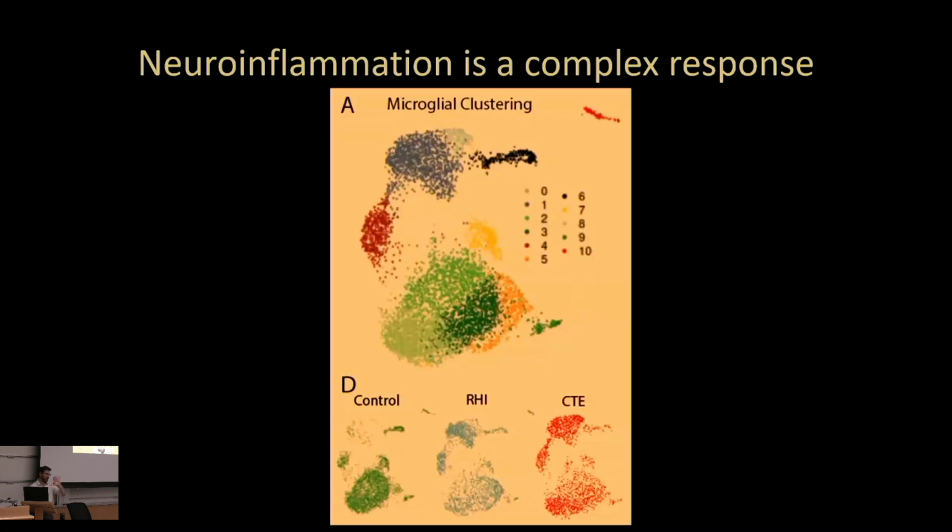When you break them out into control, RHI, and CTE, our three groups, you can see that there's a population up here that's not there in control, and you see it with RHI and CTE. These are inflamed microglia. These are trauma-associated microglia.